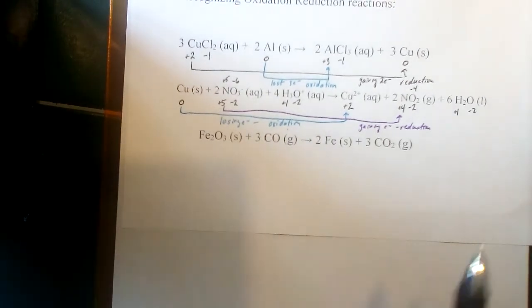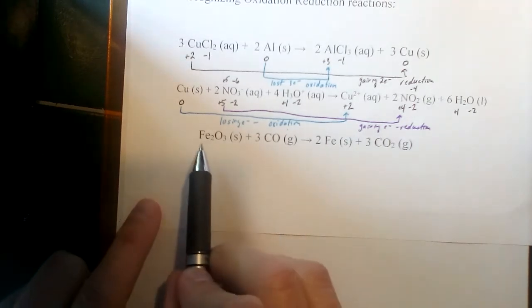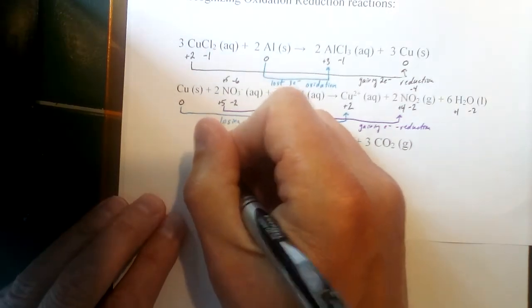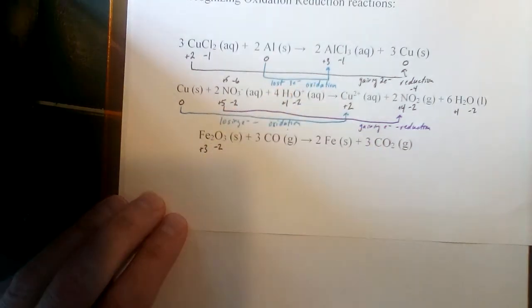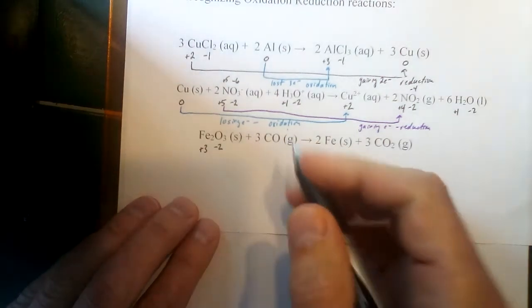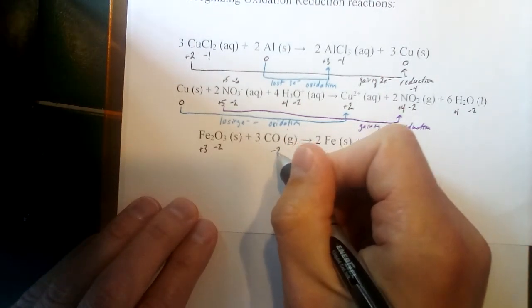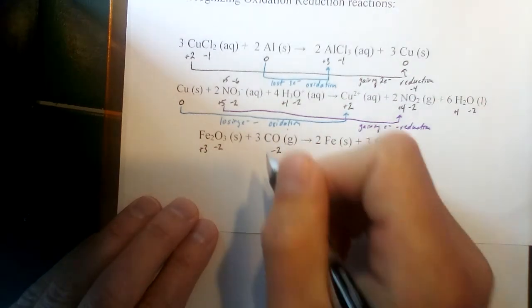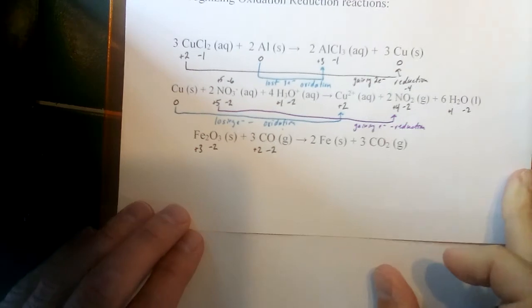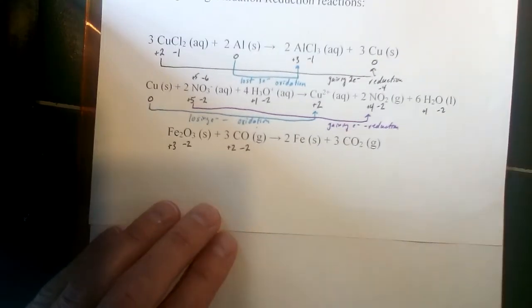Okay, and one more example here. I think we can squeeze it into this video. Fe2O3, that's iron 3 oxide. That would be iron 3, and oxygen is -2. That's just an ionic compound. Carbon monoxide, we'd apply the oxygen rule. Oxygen gets to be -2. That means the carbon here has to be +2, because we need an algebraic sum of 0.